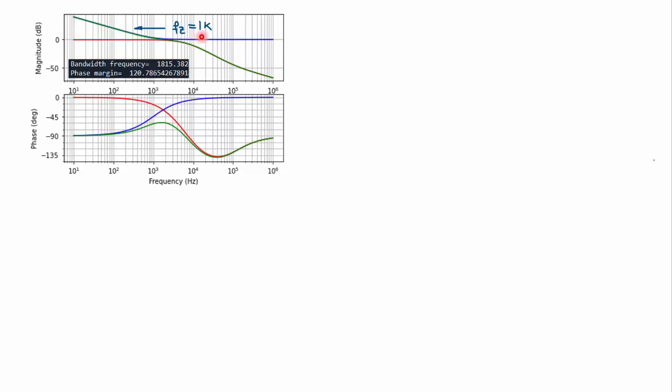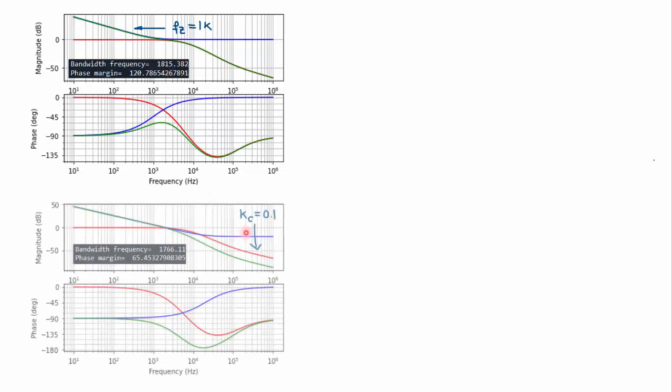For example, here we are showing the response when we decrease the frequency of the zero to 1 kilohertz. In our design it was 7 kilohertz, now it's 1 kilohertz, and then we have this response for the loop gain. So of course the loop gain crosses 0 dBs at a lower frequency, so the bandwidth is going to be lower, here around 1.8 kilohertz. The phase margin increases, but in any case we are making our system slower.